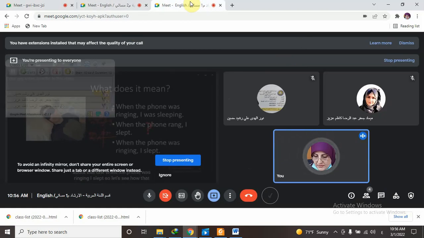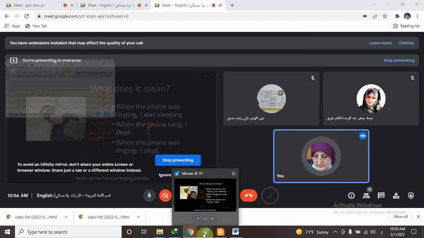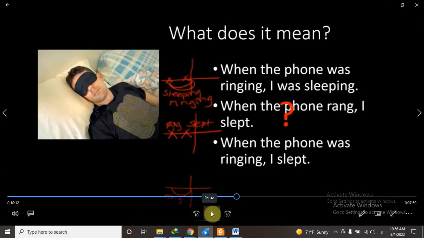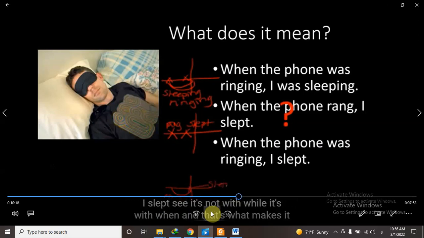How about this one? When the phone was ringing, I slept. Let's see how that looks. We have a ringing phone, and then somewhere after it's ringing, I slept. See, it's not with while, it's with when. And that's what makes it confusing.